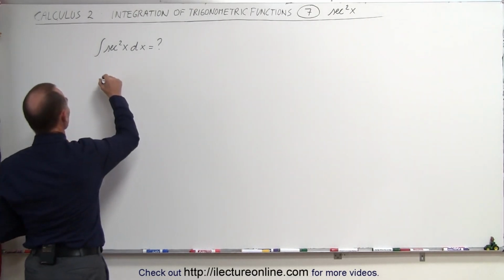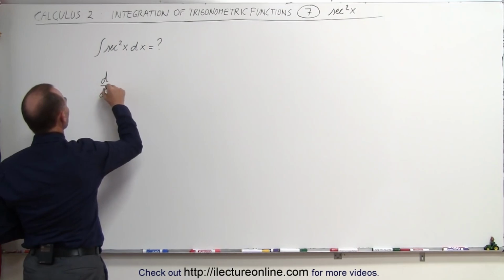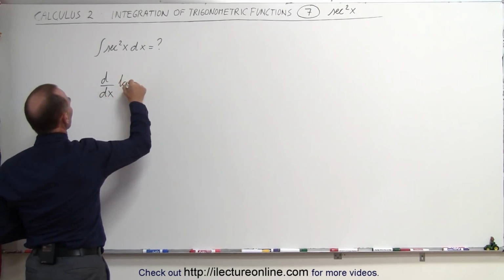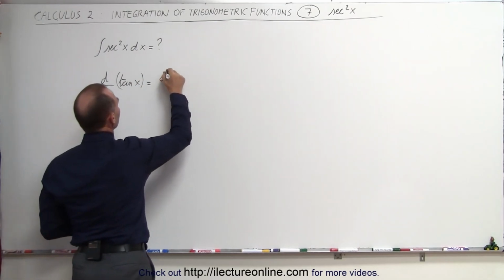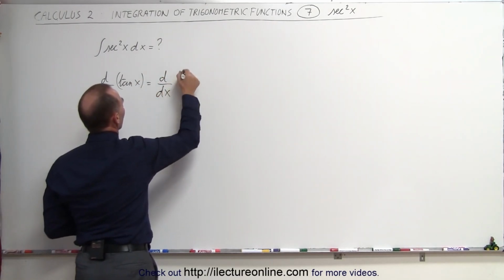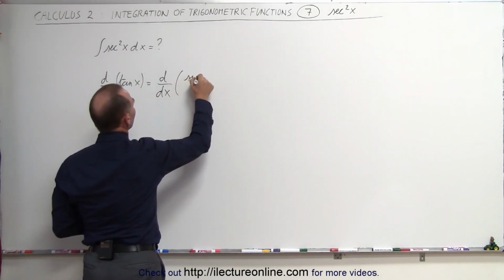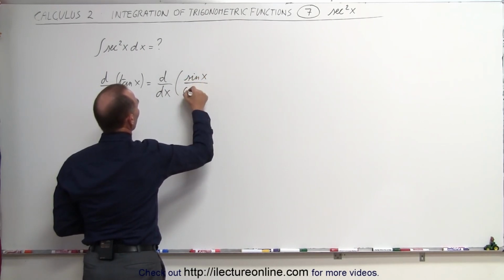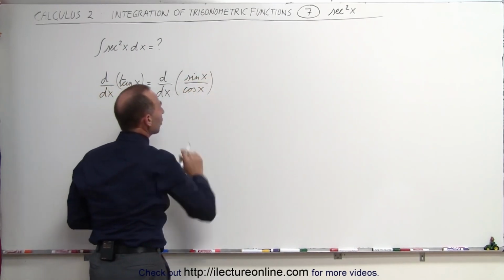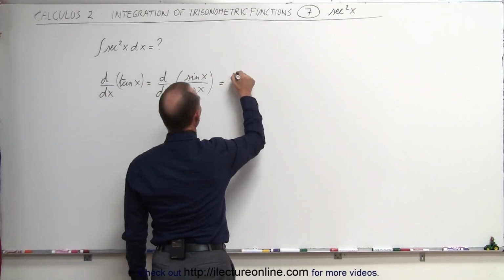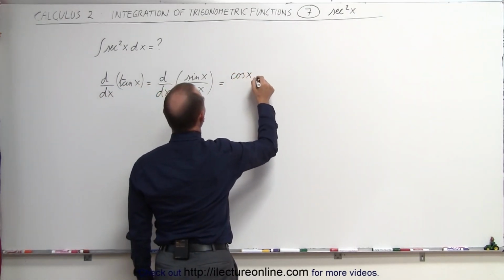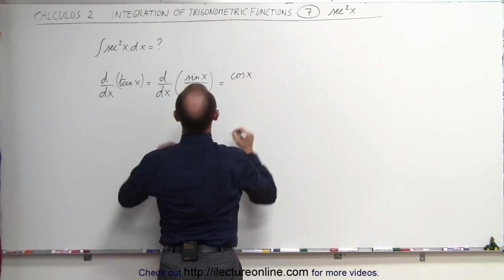So what if we do this? We take the derivative, d/dx, of the tangent of x. Let's see what we get. Well, the derivative d/dx of the tangent can be written as the sine of x divided by the cosine of x. And that's a quotient, so now we're going to use the quotient rule. This is equal to the denominator, cosine of x, times the derivative of the numerator.